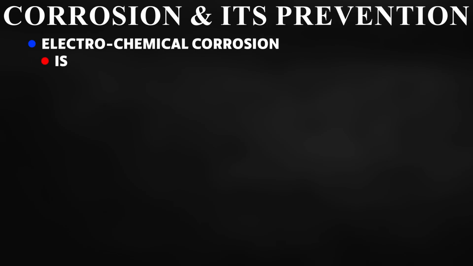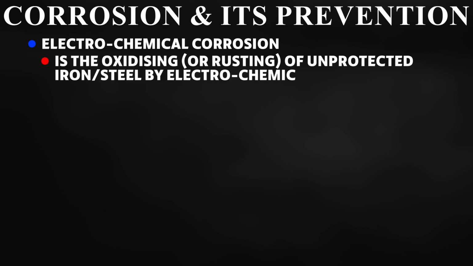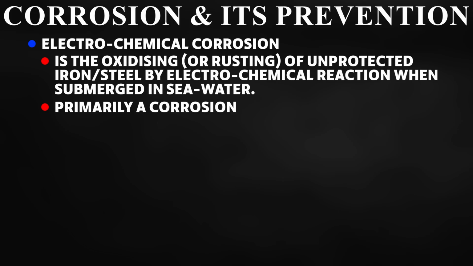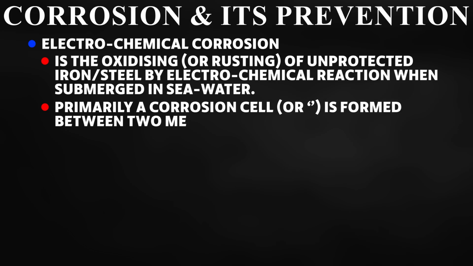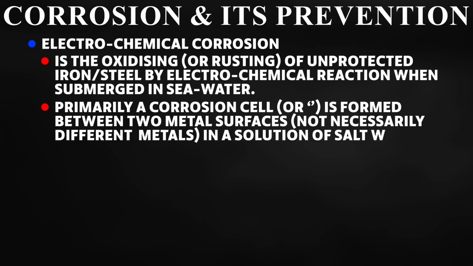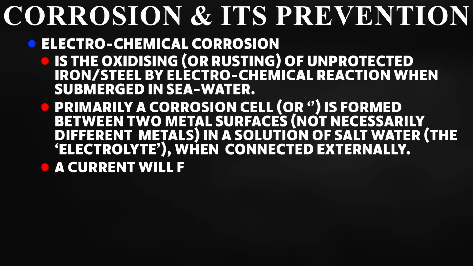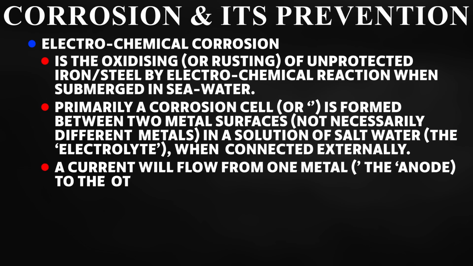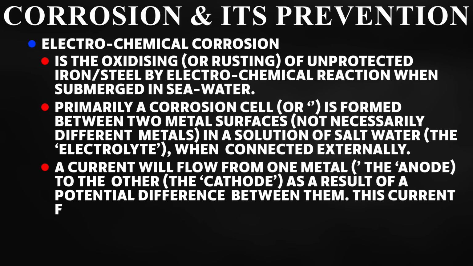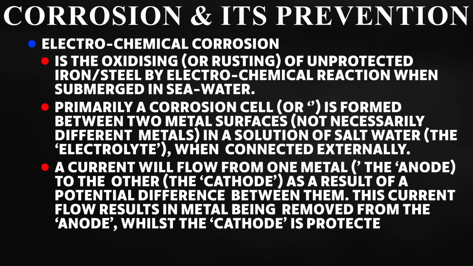Electrochemical corrosion is the oxidizing or rusting of unprotected iron/steel by electrochemical reaction when submerged in seawater. A corrosion cell is formed between two metal surfaces, not necessarily different metals, in a solution of salt water, the electrolyte. When connected externally, a current will flow from one metal, the anode, to the other, the cathode, as a result of a potential difference between them. This current flow results in metal being removed from the anode whilst the cathode is protected.